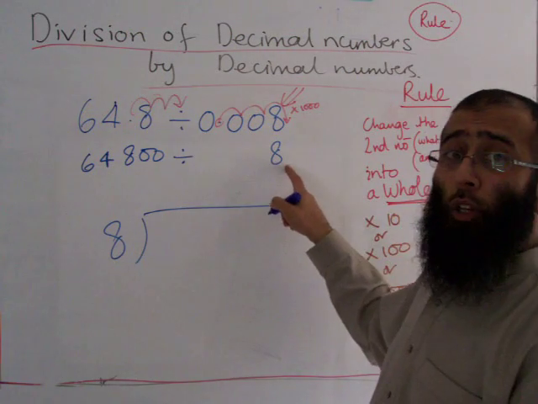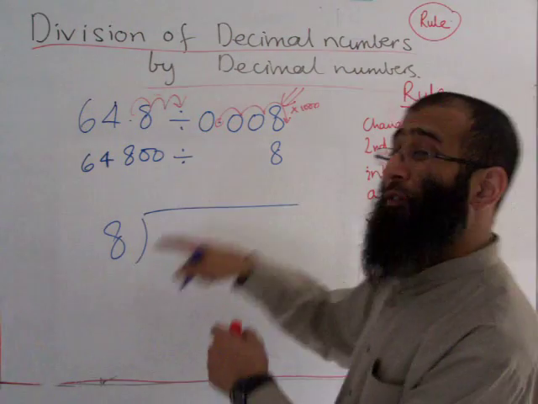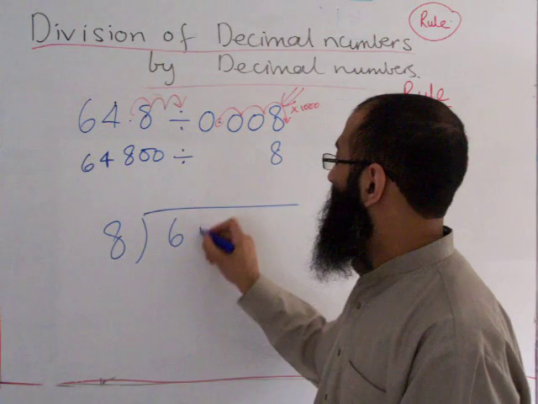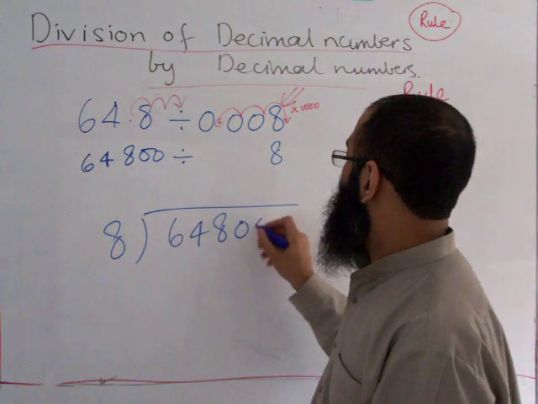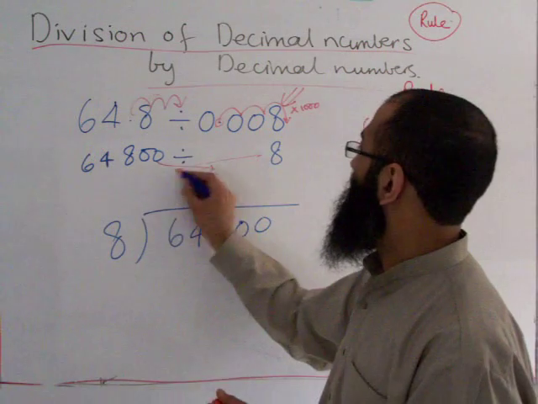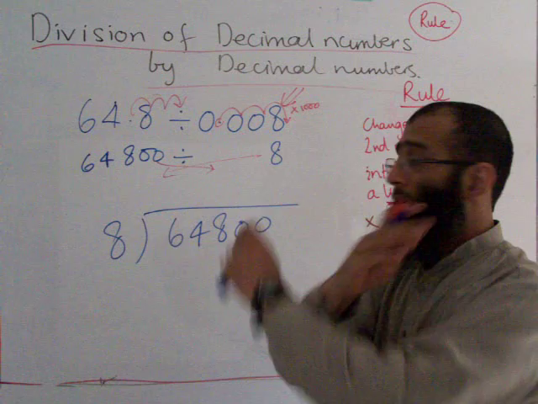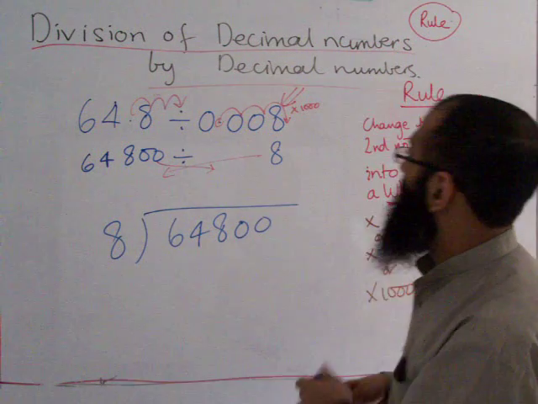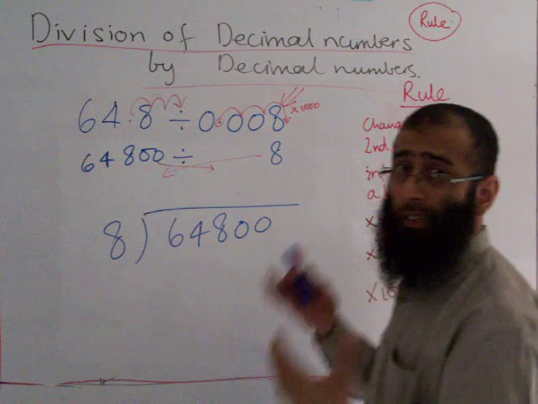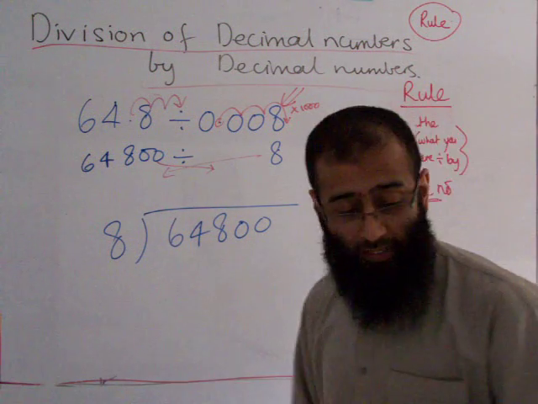Okay, the second number, the one you're dividing by, goes first, and the first number always goes second. Think of it like an X, swap them over like this. This has become a whole number, and this has also become a whole number. That doesn't matter. Let's do the question as it stands.